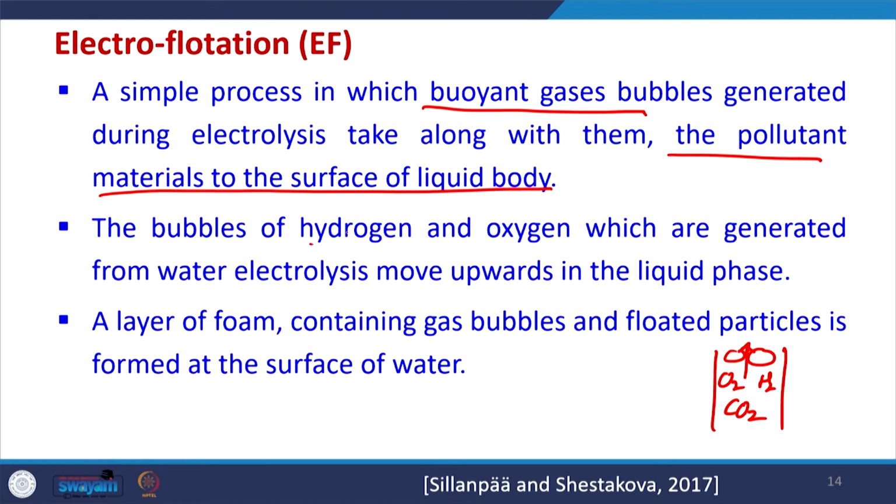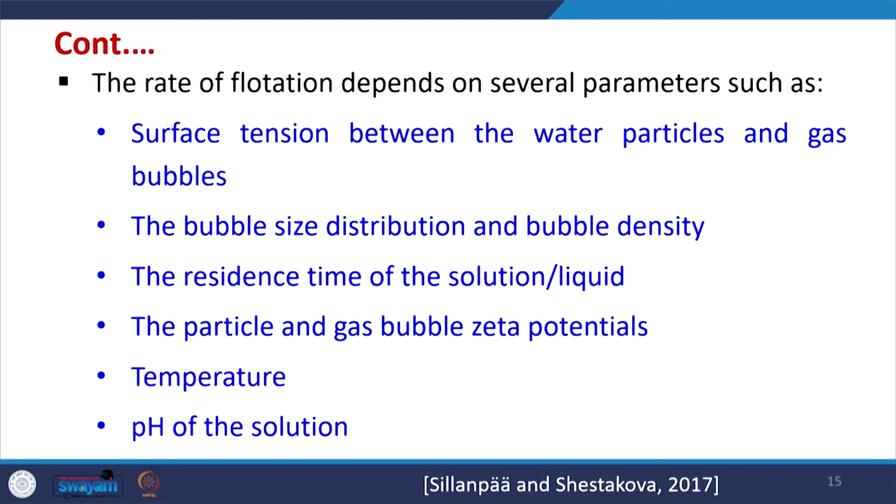The bubbles of hydrogen and oxygen which are generated from water electrolysis move upwards in the liquid phase. A layer of foam containing the gas bubbles and floated particles is formed at the surface of the water. This may happen, and in particular it will depend upon the type of compounds which are present in the water, whether it is oil, whether it is grease, or it may take suspended materials also, and similarly it may take along with the oil and grease surfactant materials also. So, depending upon what type of materials are present in the water, this flotation may work.